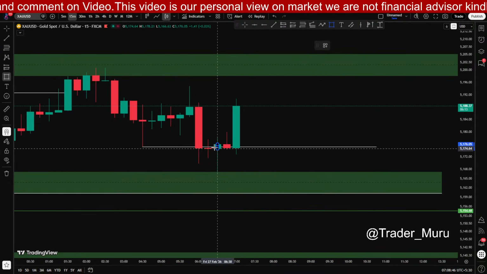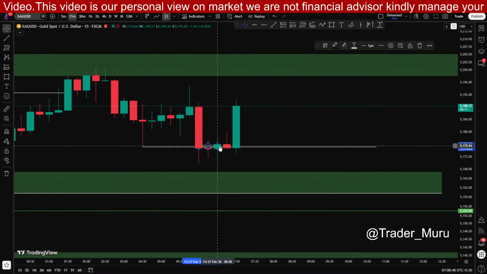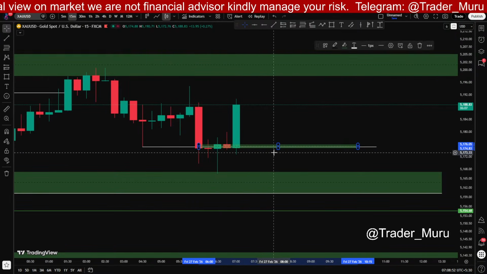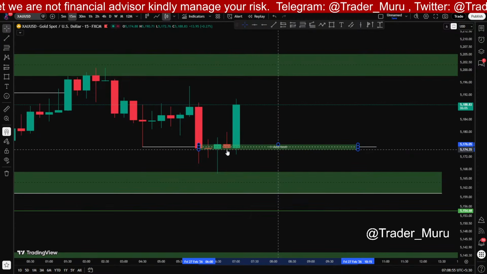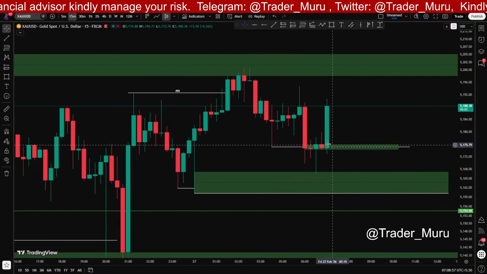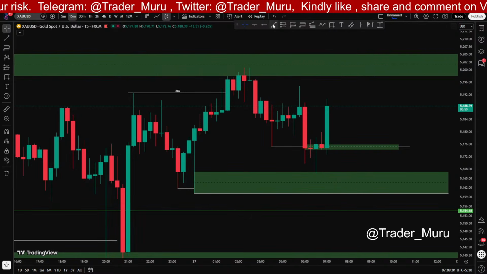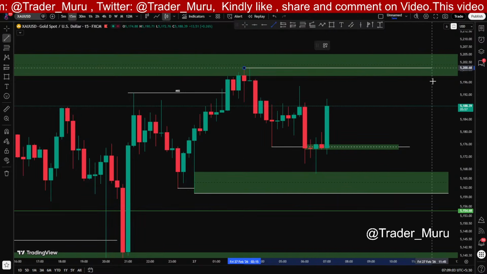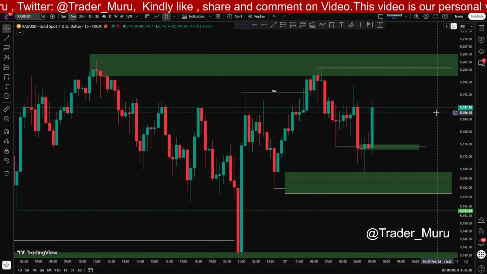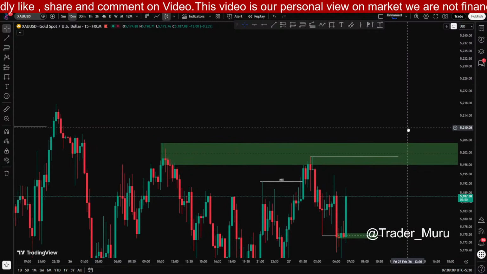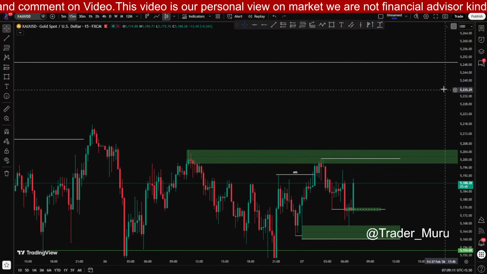We have multiple zones here. See this, multiple candles. So I can take a small risk here, and then my target will be first this high, and then on the breakout I will be targeting 5250.